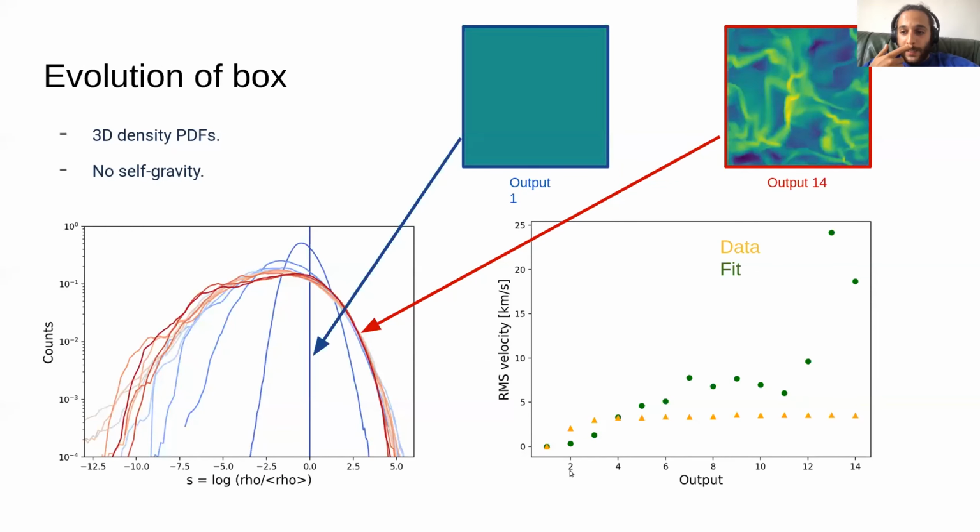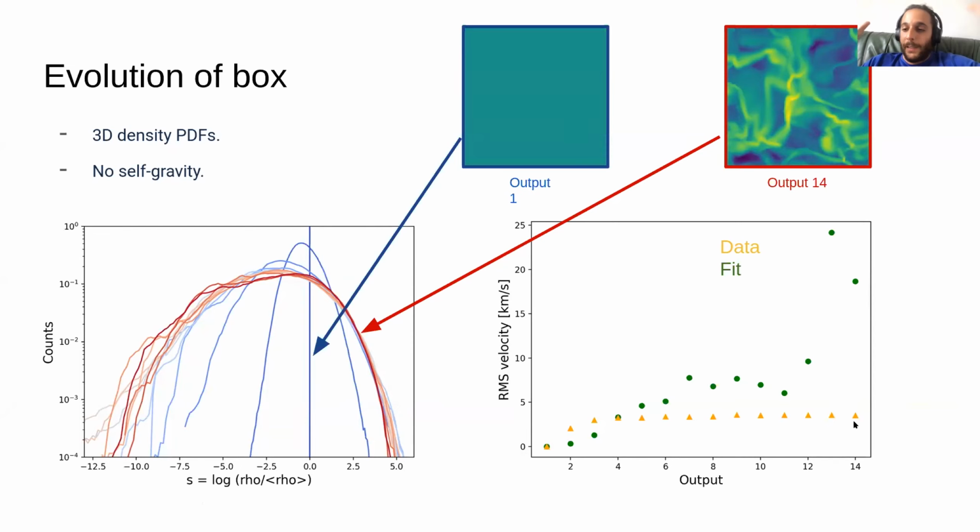So this is the evolution of a turbulent box. We start with output number 1, this green patch on the top of the slide, and you can see there's a vertical line showing the PDF at a certain density. As we press play and let the simulation run, we obtain what we have in output 14 in red, this more broadened PDF distribution that is more or less settled. And this settling or stabilization of the simulation can be seen in the bottom right plot.